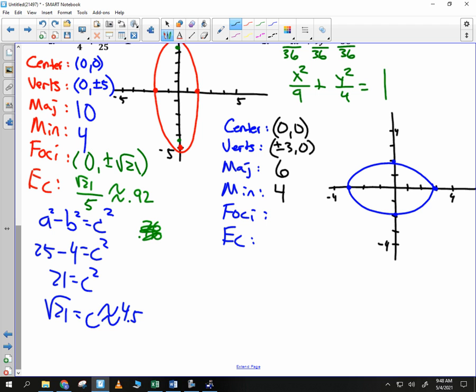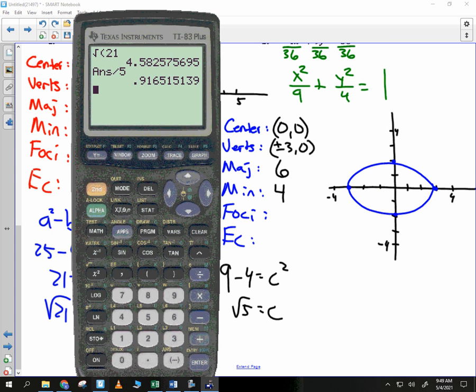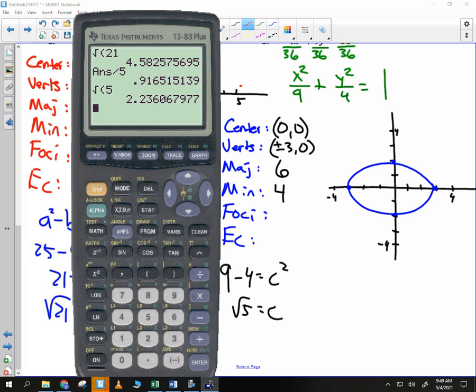Foci. What do I have to find? A squared minus B squared. What's A squared? 9. So I'm coming up with the root of 5 is C. Everybody good with that? Which is like 2.24, right? Kind of committed that one to memory, right? Yep, good. I don't want to show off or anything, but what we got? 2.2. Well, it's kind of my job to know that stuff, right?